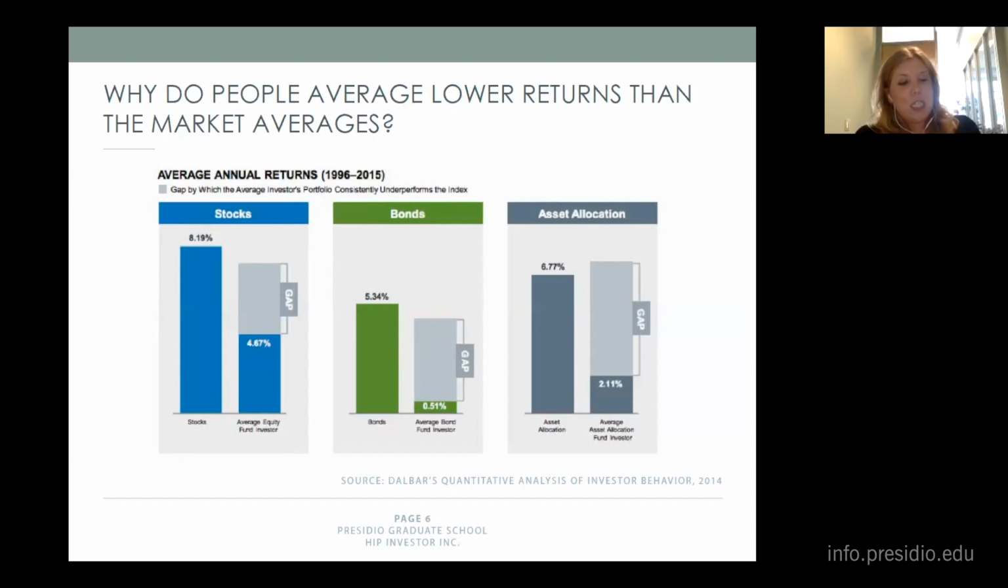So in 2014, the average equity mutual fund investor underperformed the S&P 500 by a wide margin of 8.19%. The broader market return was more than double the average equity mutual fund investor's return. It was actually 13.69% versus 5.5%.